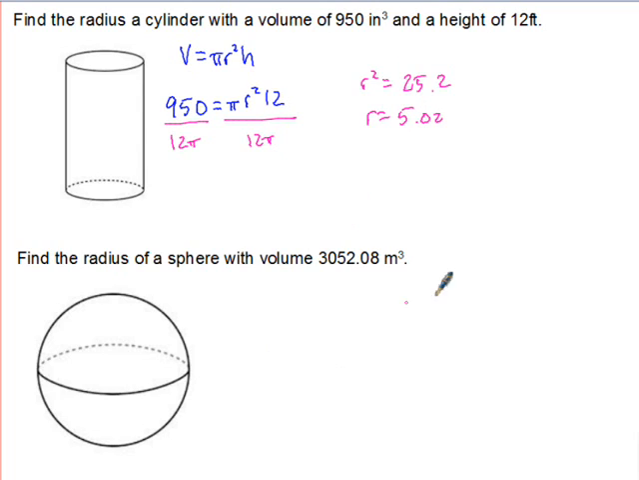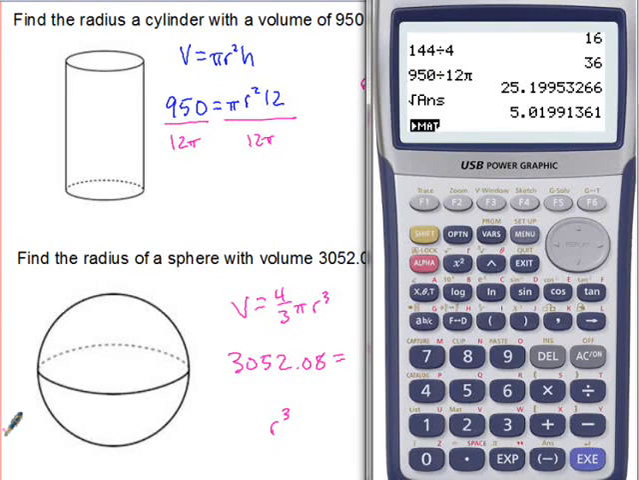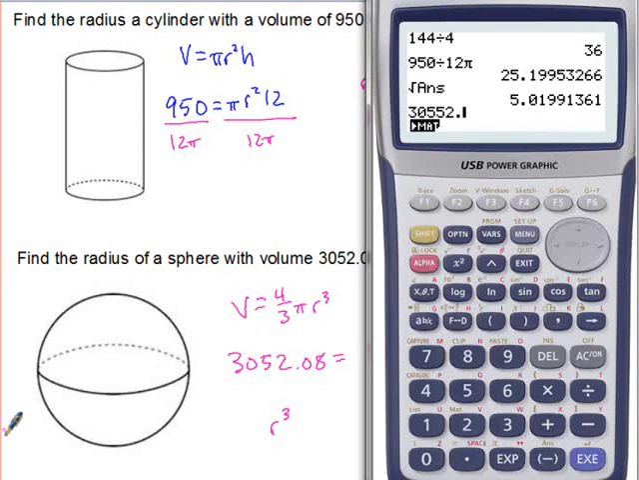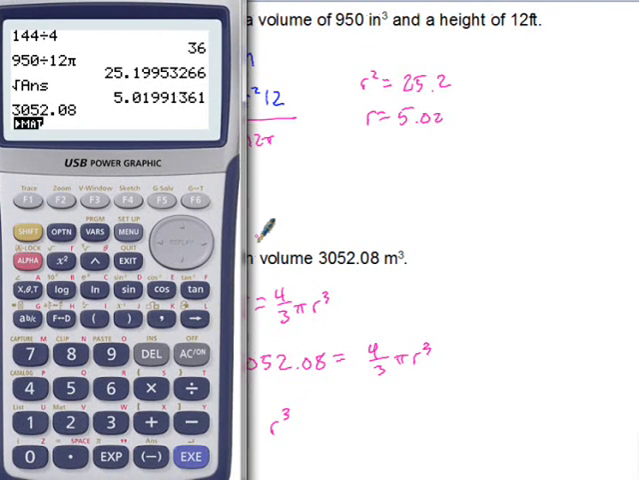Alright. Find the radius of a sphere with volume. So volume for a sphere, volume equals 4/3 pi r cubed. The volume is 3052.08 equals 4/3 pi r cubed. So I want this just down to r cubed. So to do that, I'm going to take 3052.08. I'm going to first multiply it by the reciprocal of 4/3. So I'm going to multiply that by 3 divided by 4. And I'm left with that.